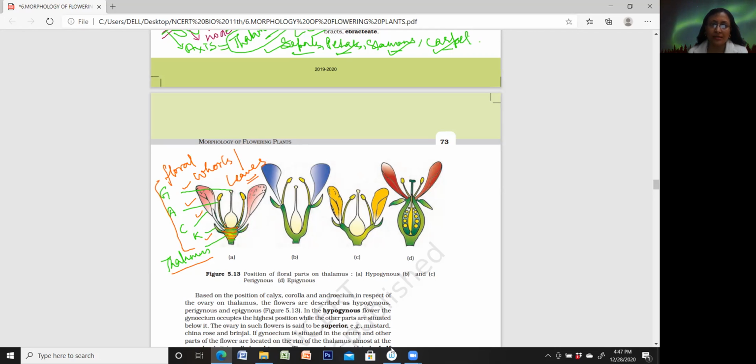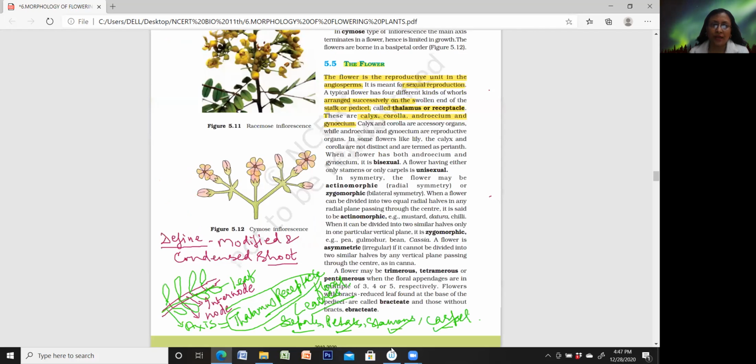Okay. Whorls means they are in a circular arrangement. Their arrangement is circular. So I hope you understand firstly why a flower is a modified and condensed shoot. The axis with nodes is the thalamus or receptacle, and the floral leaves are modified here. They no longer look like leaves except for sepals. Yes, sepals are green, so to some extent they look like leaves.